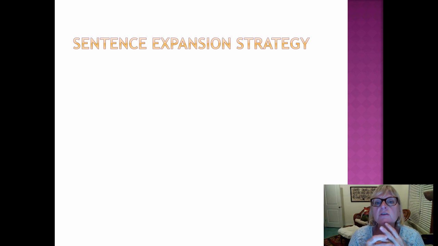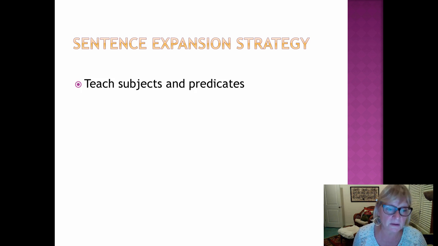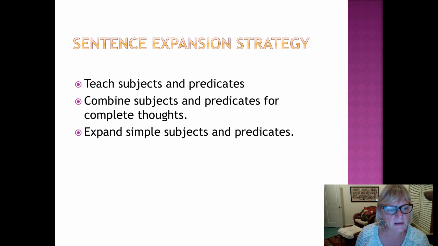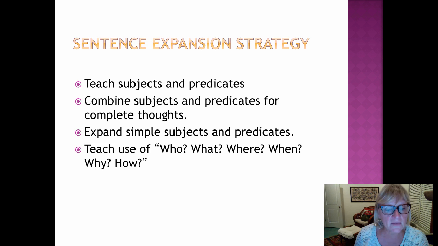And this is something you can use when you notice that children are not elaborating or not providing enough detail. We talked about kids who are struggling writers often write very short sentences. And so this is a way of kind of getting them to expand. And it can be something that you practice with and you can practice on a group. And I have actually used this strategy a lot with kids. Works very well. So you can teach subjects and predicates. You can combine those for complex. Combine those to produce a complete thought and then expand on those simple ideas.